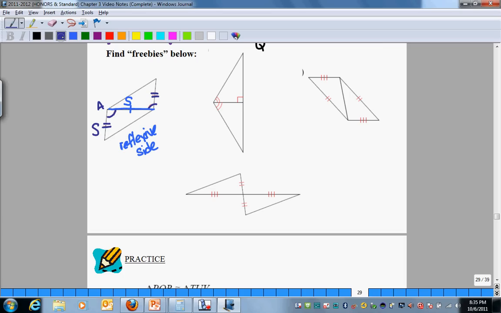Let's try the one on the right. Let's first mark what's given. Sweep those hatch marks. Those are a pair of angles. Put an A for a pair of angles. There's another pair of angles that are congruent. Put an A for a pair of angles. Trace over the reflexive side again. Put a hatch mark and put an S there. That gives us a reflexive side.